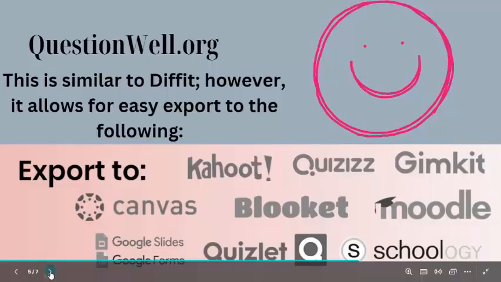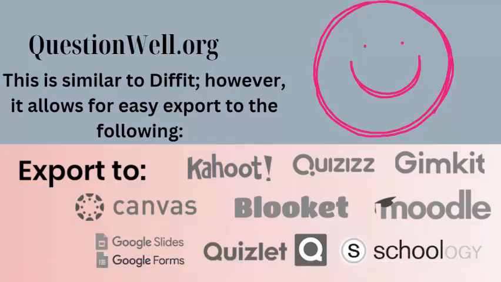The last AI tool I have to share with you today is QuestionWell, and it is similar to Diffit. However, it does something that Diffit does not do yet. It can easily grab all of the questions that AI generates within a few clicks of a button. All of your multiple choice questions will go directly into Gimkit or Kahoot or Blooket. So this is what separates QuestionWell, I think, from Diffit. I prefer Diffit's clean user interface, but QuestionWell does have this. So for the gamification, I would definitely choose QuestionWell.